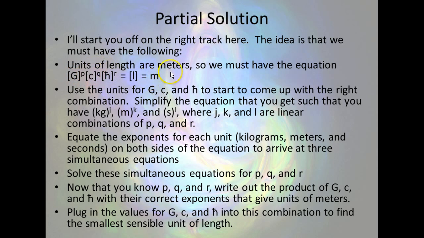And the only way we can do that is if, after we rearrange all of our exponents and apply the power to everything that's inside of it, we end up setting the final exponent for meters equal to 1. And set the final exponent for kilograms equal to 0. After all, you don't see a kilograms here, but you do see a meters to the first power here. And set the final exponent on seconds equal to 0 as well. After all, there aren't any units of seconds here. Now, if we were trying to derive the smallest sensible unit of time, then we would set the power of seconds equal to 1, and these other powers equal to 0. But we're not. We're trying to get a unit of length.